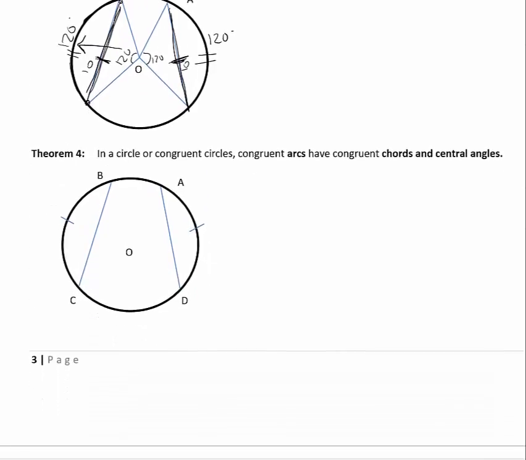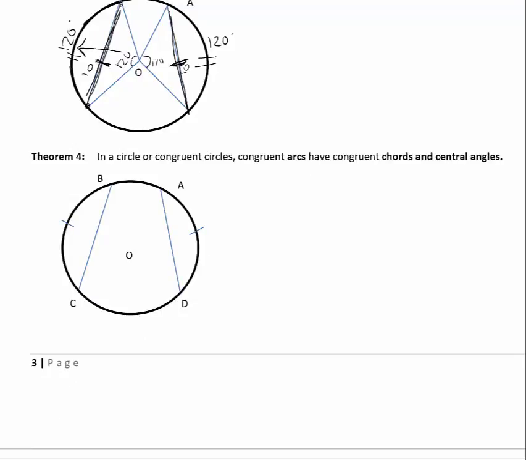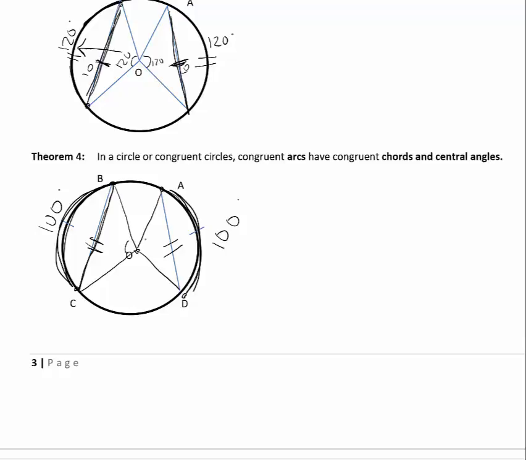And the rest of these are similar to this. Theorem 4 is the same type of thing. We're starting with these arcs being the same length or the same number of degrees. Let's say it's 100. These chords that hit at the same spot from where they're intercepted must be the same. And if we were to make these little central angles going to the center, those center angles would be the same because they both would be 100.